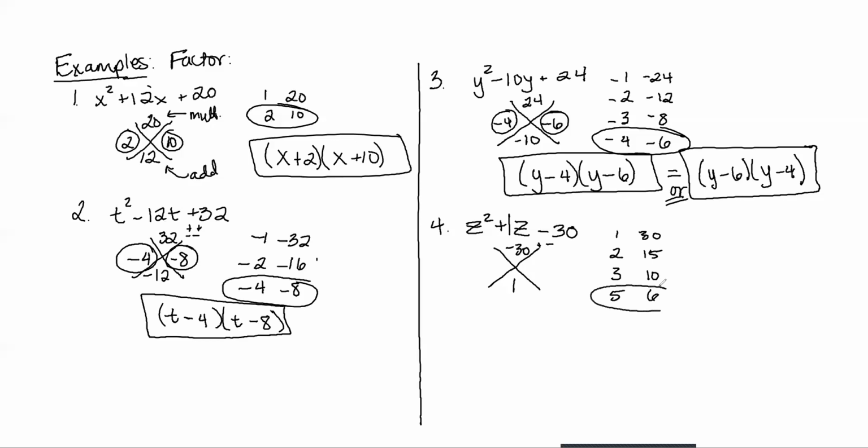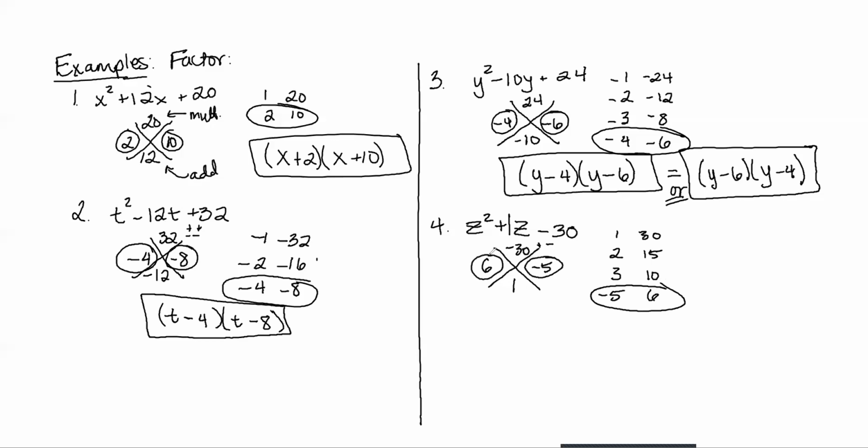So 5 and 6 have a difference of 1. We have to know which one is positive, which one's negative. Since we're adding to a positive 1, the larger number is positive and the smaller number is negative. So 6 and negative 5.